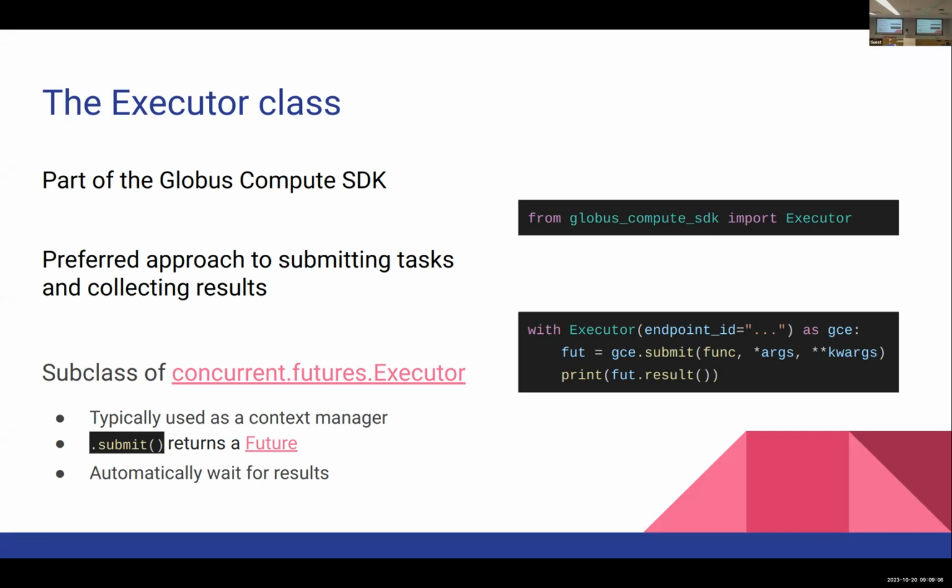Important thing to point out is that we've tried to keep as much parity with the standard Python executor class. So if you're familiar with thread pool or process pool executors, it works very similarly. For example, here, the standard route would be using this as a context manager. With the .submit call, you pass in the function, your args and your kwargs, you return a future, and then we'll automatically wait for results and populate the future.